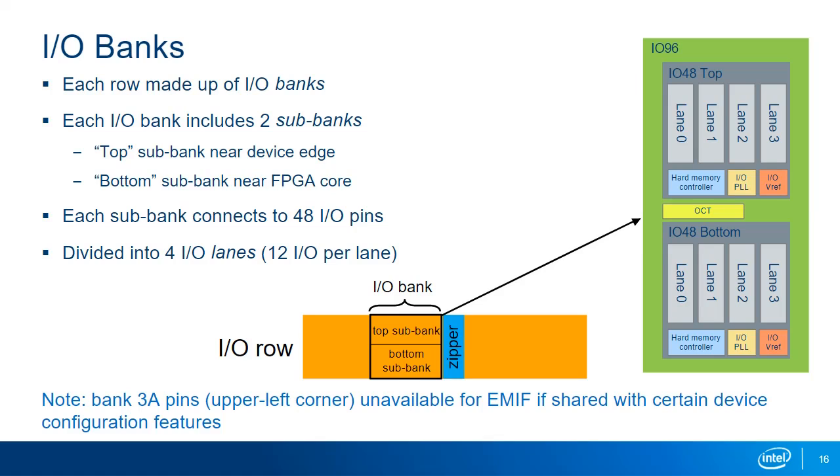It's important to note that pins in the lanes of bank 3A are used for certain device configuration modes. Some or all of these I/O lanes cannot be used for an EMIF depending on the configuration scheme. See the EMIF IP user guide, available from the Intel FPGA website, linked to earlier and at the end of this training for details.